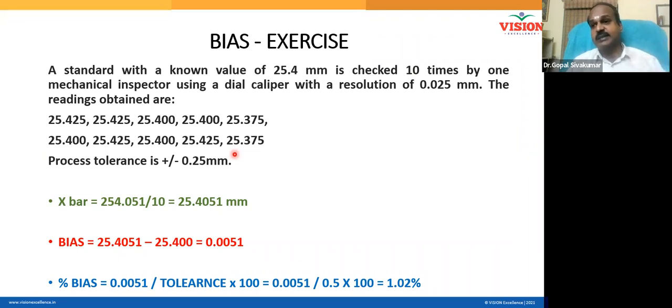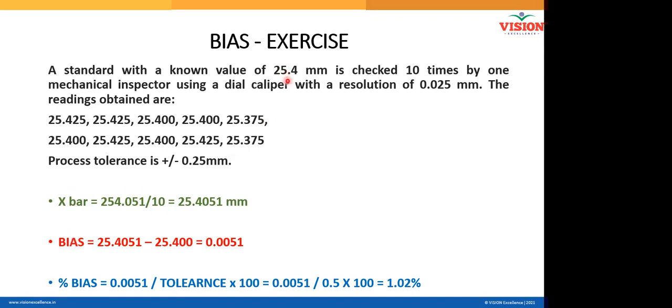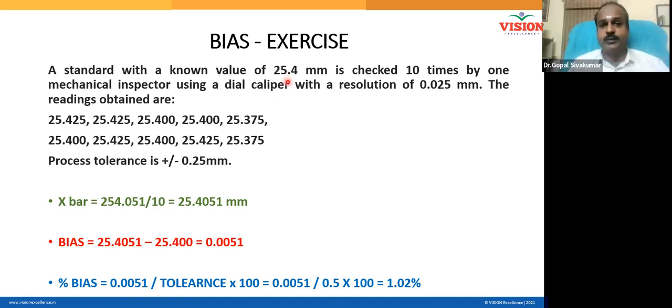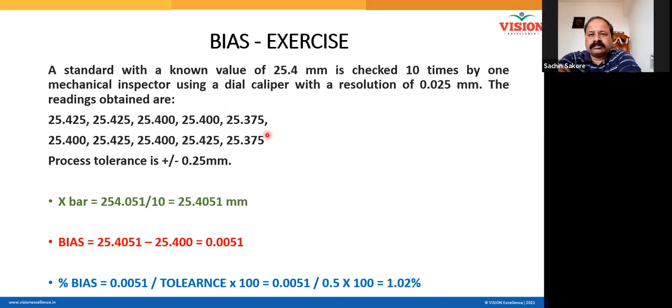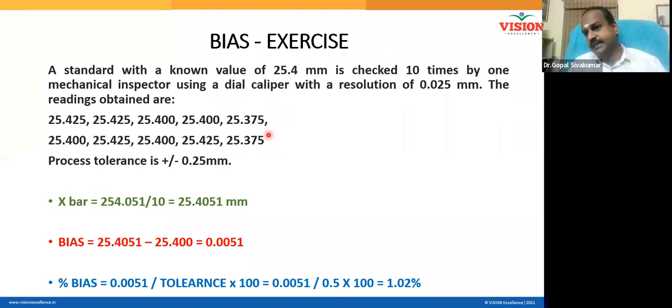So now, in order to quantify the measurement error, you are going to calculate the bias. How to calculate bias? True value is how much? 25.4. The difference between the true value and the observed value is called the bias. But there are 10 observed values. Then how will you calculate the observed value? Can you find the average of it? Add all the 10, divide by 10. So how much are you getting? The average of the observed value is 25.4051.